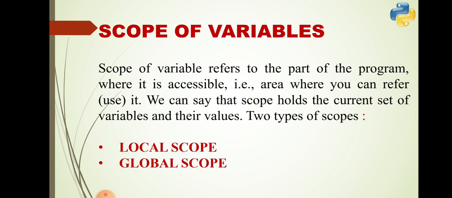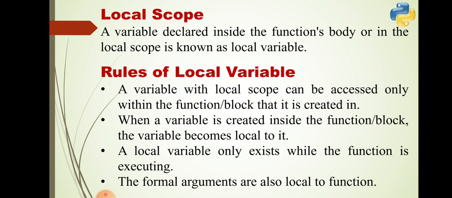In Python we can use two types of scope of variables. One is local scope, and the other is called global scope. Now we are going to discuss what is meant by local scope and what the rules for local scope are. First, a variable declared inside the function body, in the local scope, is known as a local variable.